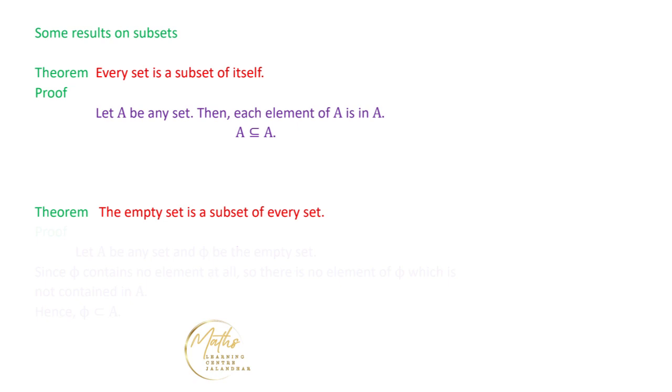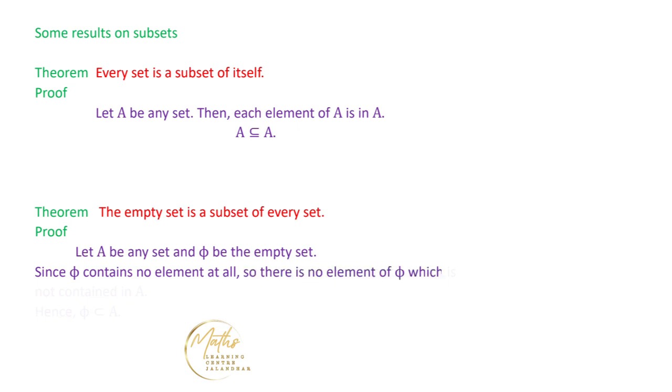Next we have: the empty set is a subset of every set. The proof is: let A be any set and phi be the empty set. Now phi contains no element. There is no element in the empty set. So there is no element of phi which is not contained in A, and hence we can say that phi is a subset of A.